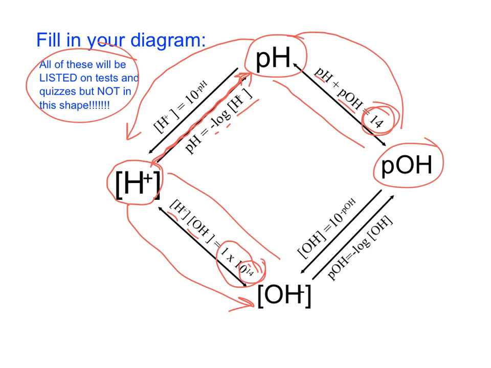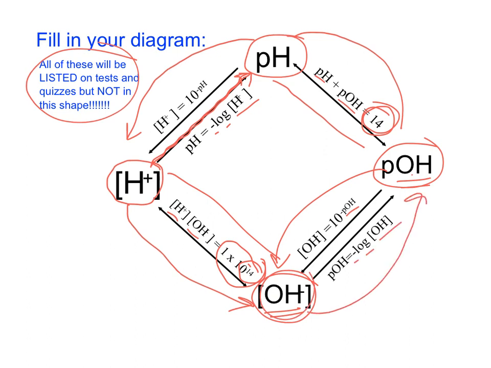And then lastly, pOH to OH, very, very similar to pH and H. If we want to go into OH, you do the inverse. It's 10 raised to the negative pOH. If you have a hydroxide concentration and you want to calculate pOH, you do the negative log of OH.